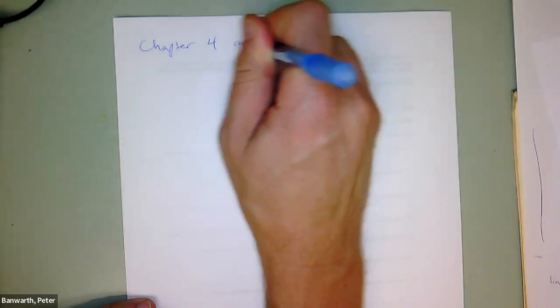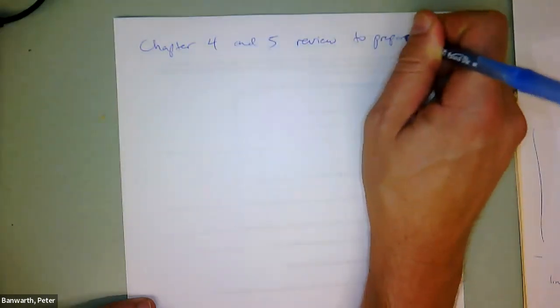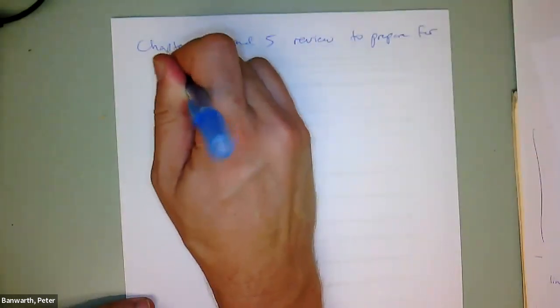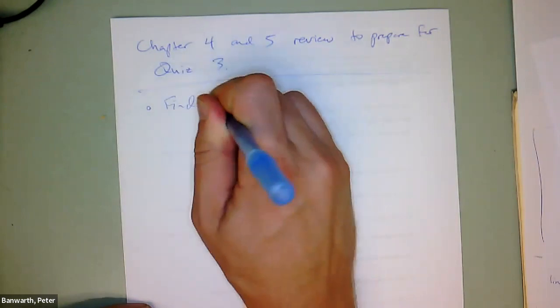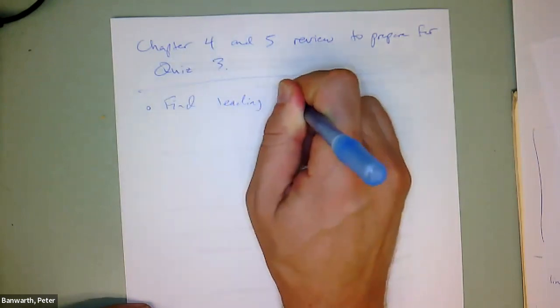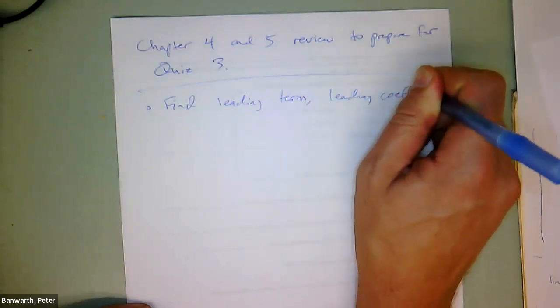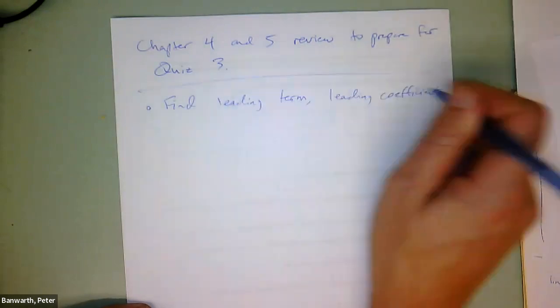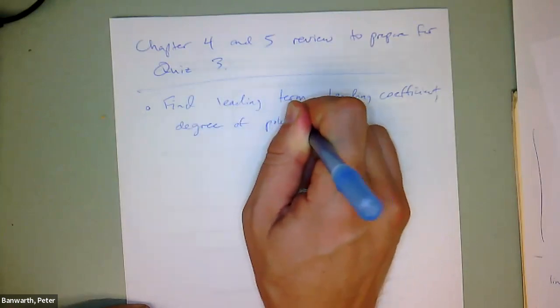All right, this is chapter 4 and 5 review to prepare for quiz 3. So here's some things that you're going to want to be able to do. Find leading term, leading coefficient, and degree of polynomials.